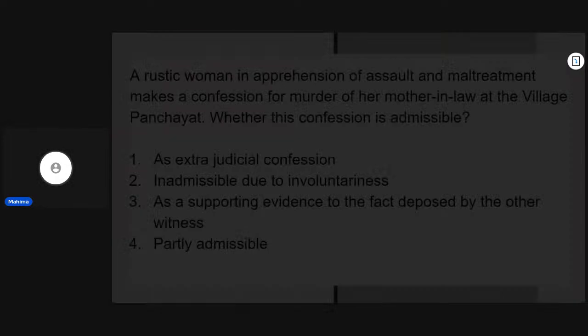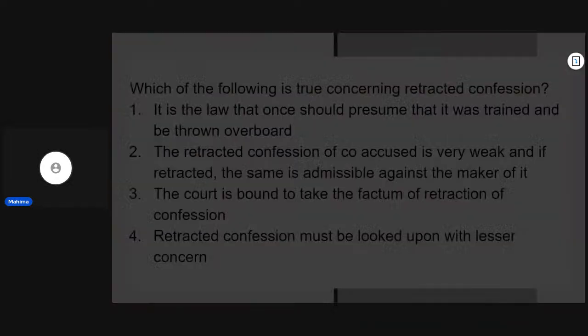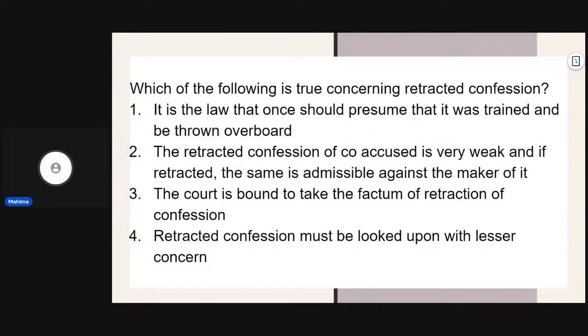Yes, it is option number two. It is inadmissible because this admission was not voluntary. That was under pressure, or you can say in front of the person itself. So yes, it was not admissible evidence.